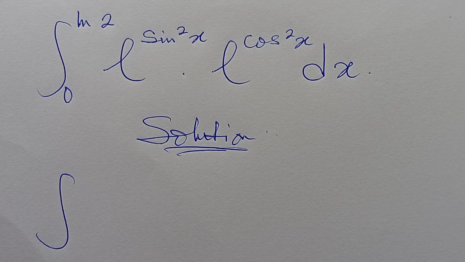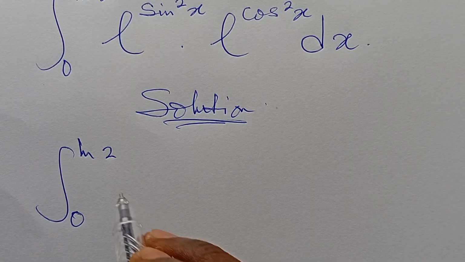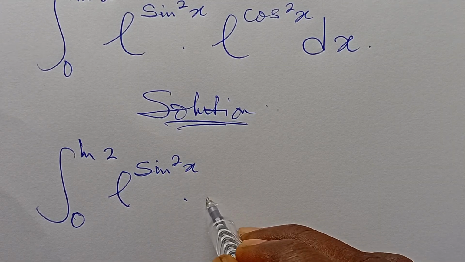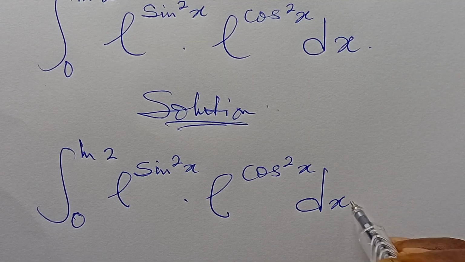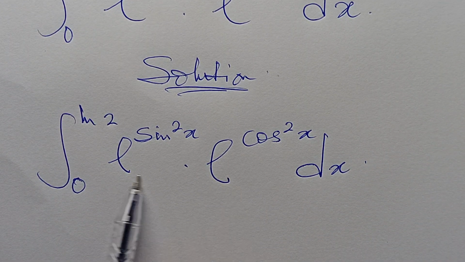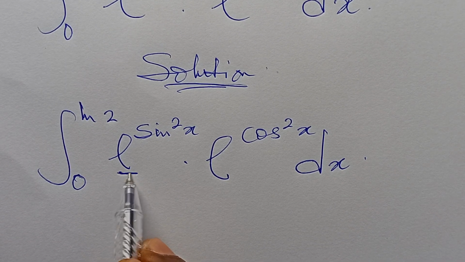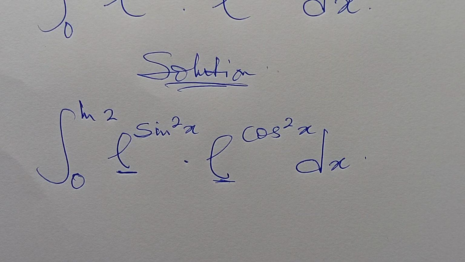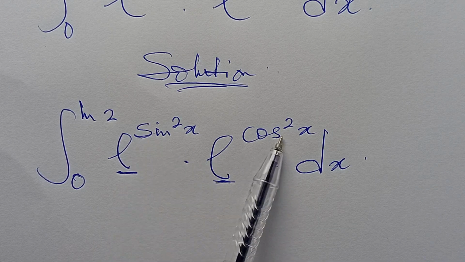So the question we have is the integral with the upper limit of ln 2 and the lower limit of 0 of e to the power of sine square x times e to the power of cos square x dx. If you check these two expressions carefully, we have e here and e here, and a multiplication sign. So we are going to apply a law of indices which says that when you have quantities of this kind multiplied, we can add the exponents together.